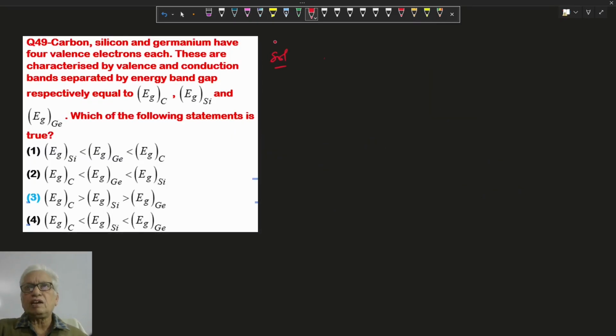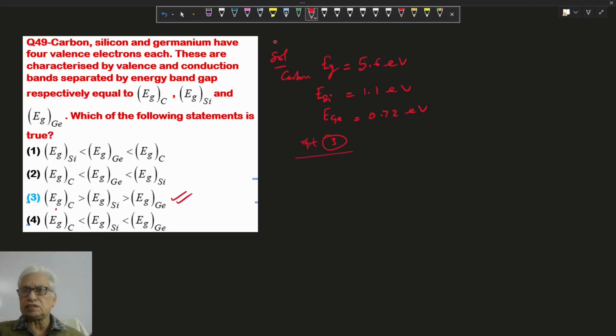In this question, the energy gap for carbon is roughly 5.6 volt, and for silicon, 1.1, and for germanium 0.7. Means here maximum for carbon. So option 3 is correct.